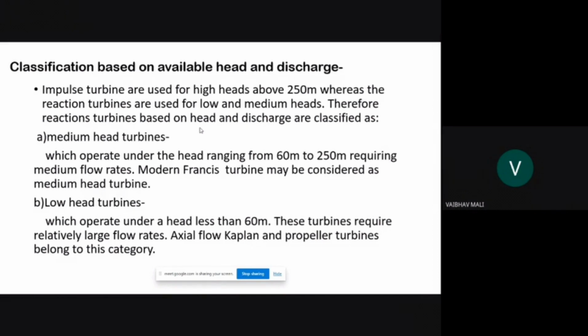Low head turbines operate under a head of less than 60 meters. These turbines require relatively large flow rates. Axial flow Kaplan and propeller turbines belong to this category.